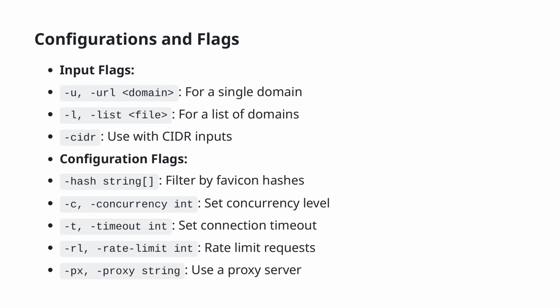Next, the configuration flags come into play for optimizing and controlling the scanning process. -hash string filters the results based on specified favicon hashes. -concurrency int sets the concurrency level to manage how many threads run in parallel. -t timeout int adjusts the connection timeout, useful for managing long waits or slow responses. -rl limit int sets a rate limit on the requests being made. -px proxy string allows you to route your requests through a proxy server. By leveraging these flags, you can customize your scans to be as efficient and targeted as possible, aligning them to your specific needs and circumstances.